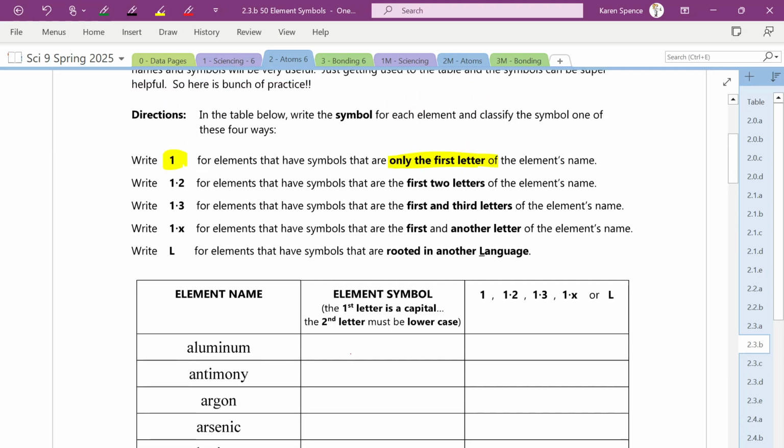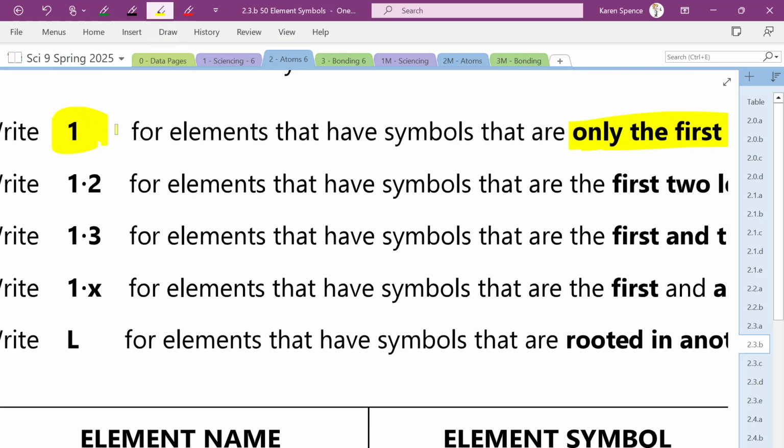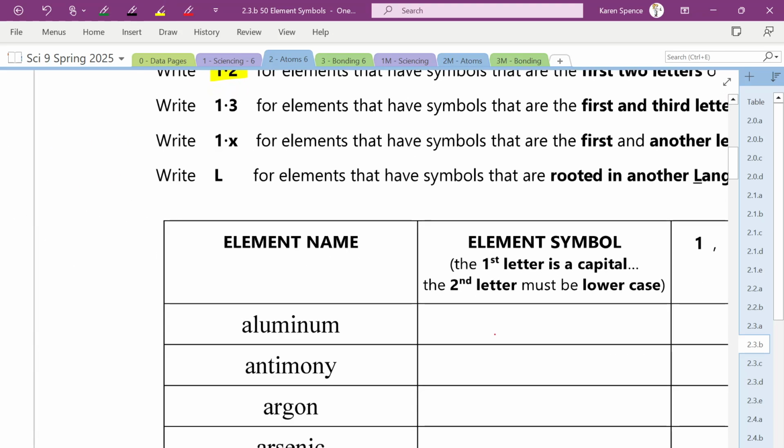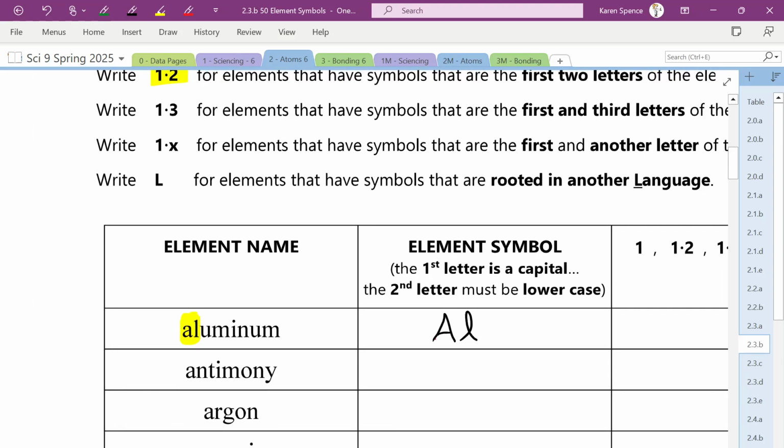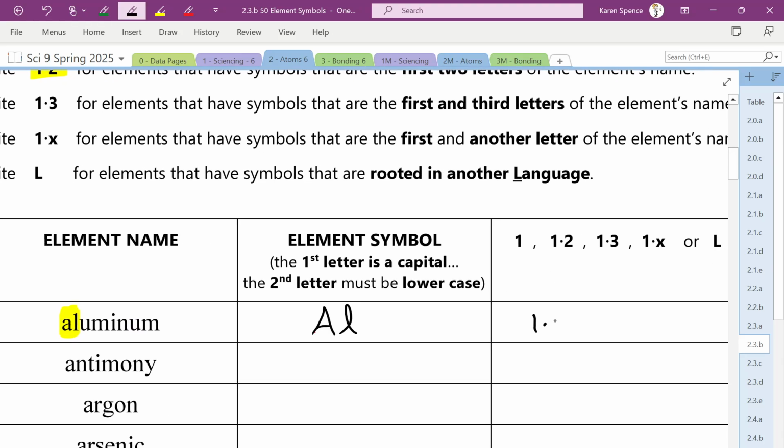For anything where it is the first 2 letters, we're going to write 1, 2. Okay, so aluminum is the first 2 letters, Al. So we're going to write 1, 2. And I put a dot between them because I didn't know what else to put. You can put a comma if you want to, whatever.